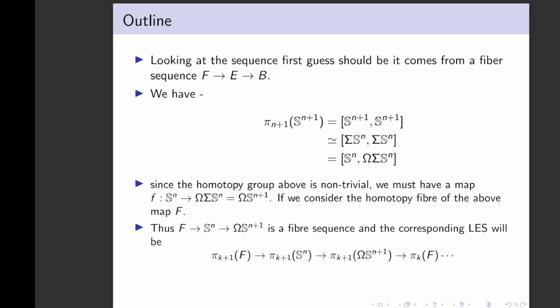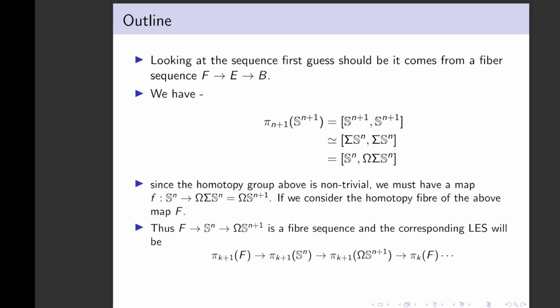Omega means the loop space. So whenever you have a space X, Omega X is the set of all the loops, once you have fixed a base point. So from here, what should be our guess is that this is a continuous map.